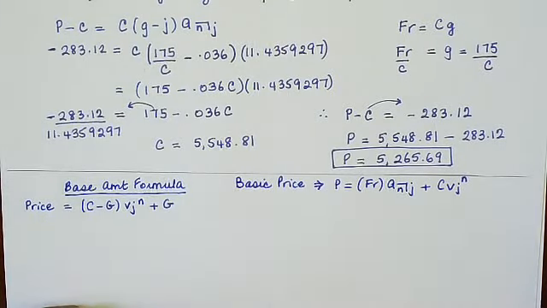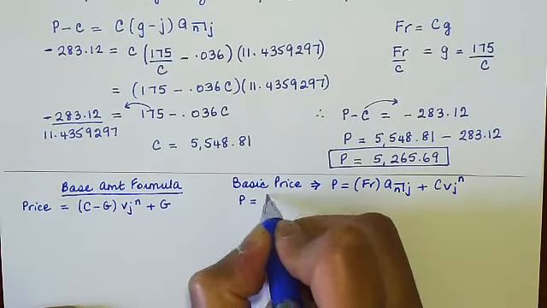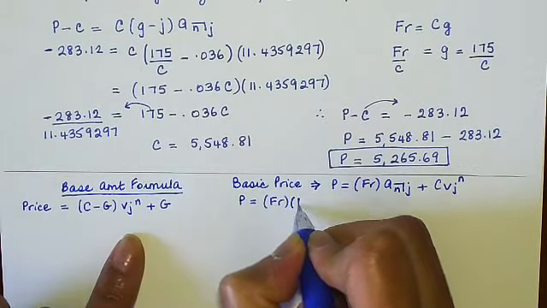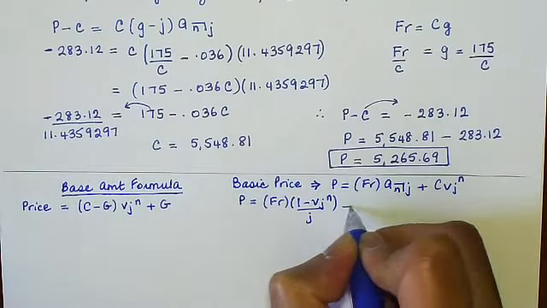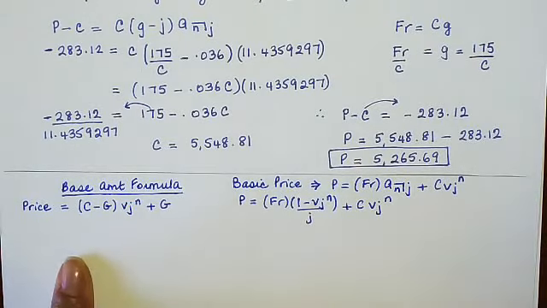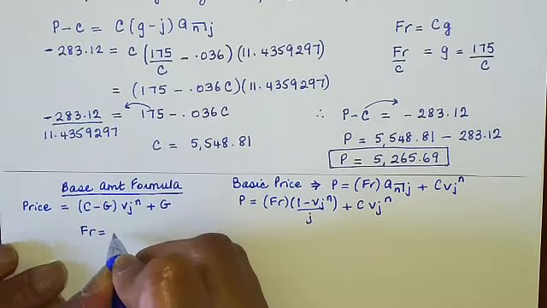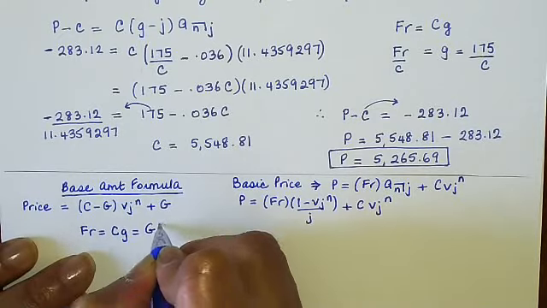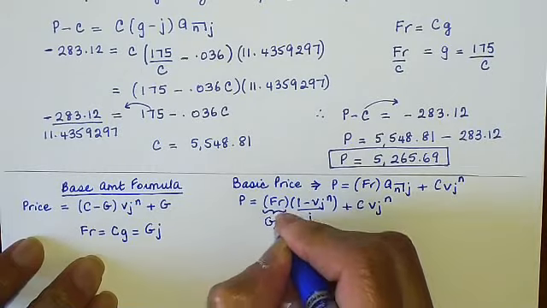This time replace A angle NJ by its formula. So price is equal to FR times (1 minus Vj to the N) over J plus CVJ to the nth power. Next, since FR is equal to CG is equal to GJ, let us replace this FR by GJ.